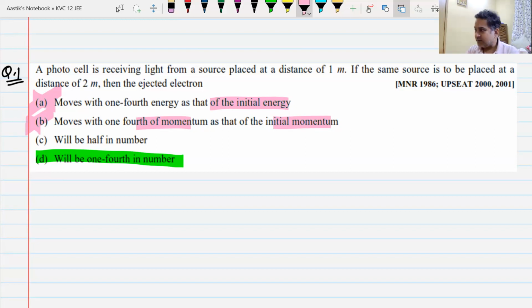When I talk about the photoelectrons changing in number, what does it actually mean? If the number of photoelectrons becomes half or 1/4, what effect will it have? We have only thought about electric current, the photoelectric current. It will affect the photoelectric current. If the number of photoelectrons becomes half, current becomes half. If it becomes 1/4, current becomes 1/4. So basically they're asking what the effect is on current. Now what happens when you place the source at 2 meters instead of 1 meter?